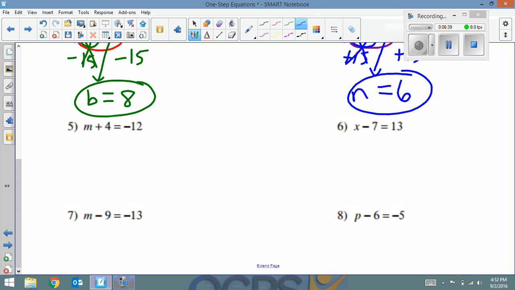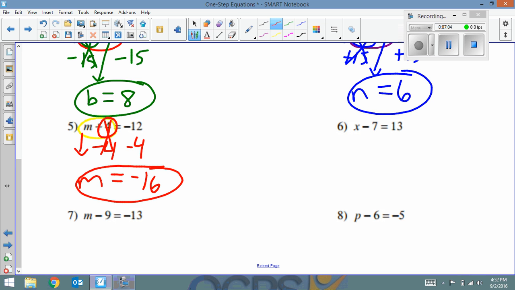Okay, again, let's do this again. So find our letter. Then find the number that goes with the letter, which is positive 4. The opposite of being positive 4 is being negative 4. And I have to do that to the other number as well. So we're going to bring down that m. So we get m equals negative 12 minus 4, which is negative 16.